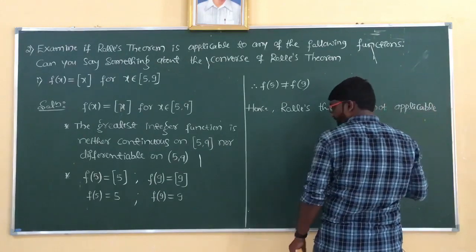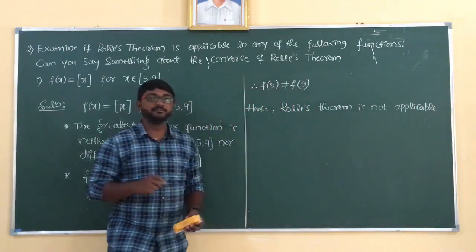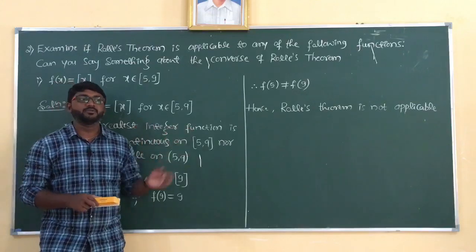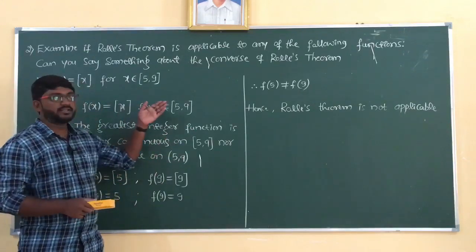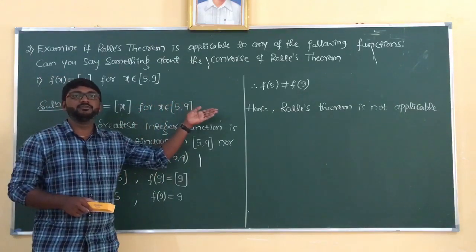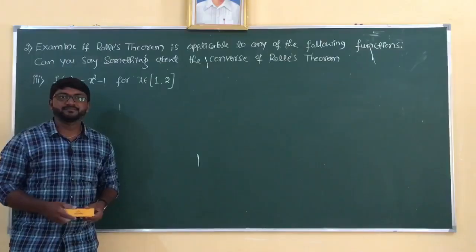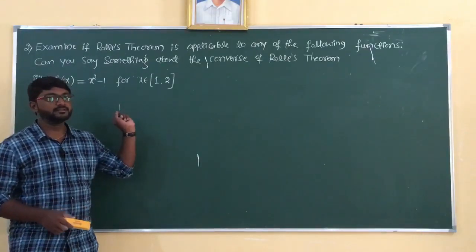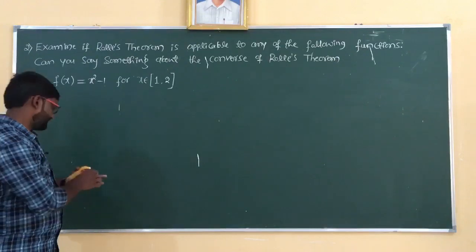Rolle's theorem is not applicable. So this is all about the first sub question of the second main question. Similarly, you will have to solve the Roman number 2, then I will go for the Roman number 3. Well, so let us solve the Roman number 3. So see here.